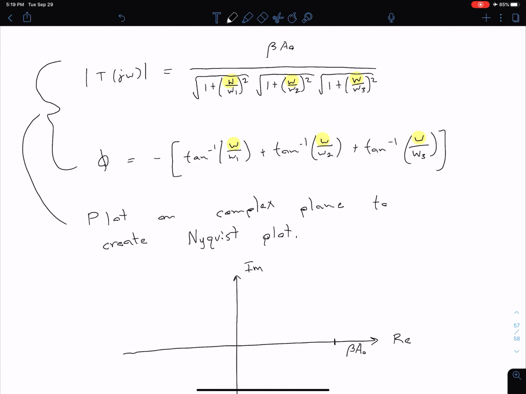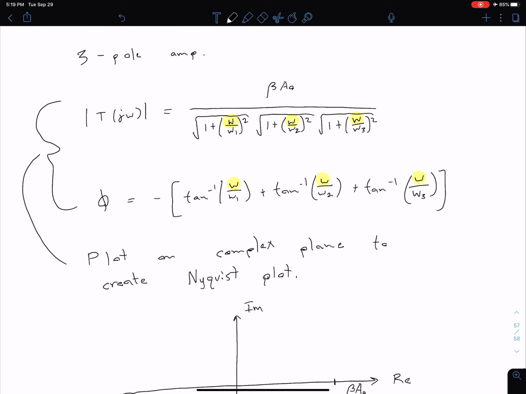And so from here, it can be a little more difficult to visualize what happens as our frequency is increasing. But if we think about the Bode plots from the previous video, we know that once we hit our corner frequency omega 1, our magnitude is going to be decreasing, and it's going to continue decreasing as we get to higher and higher frequencies at a faster rate.